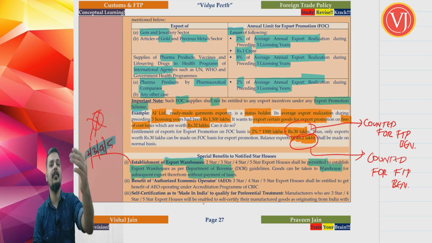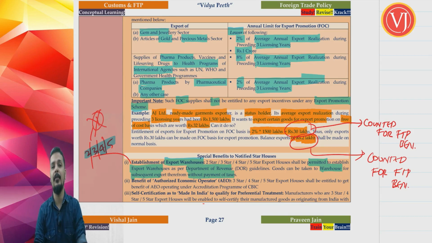Right. The initial first 5 benefits that we have discussed, including sample benefits that we have discussed, that is free of cost export for export promotion.